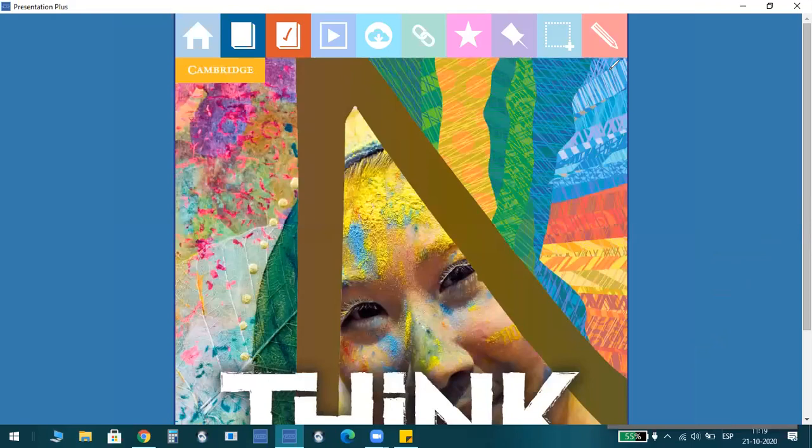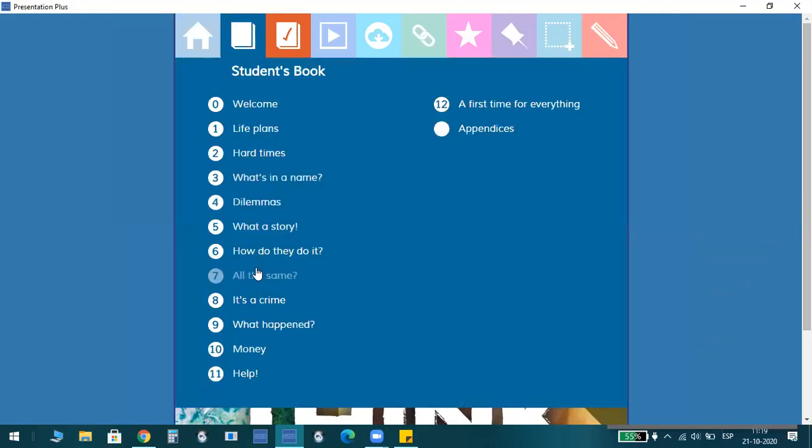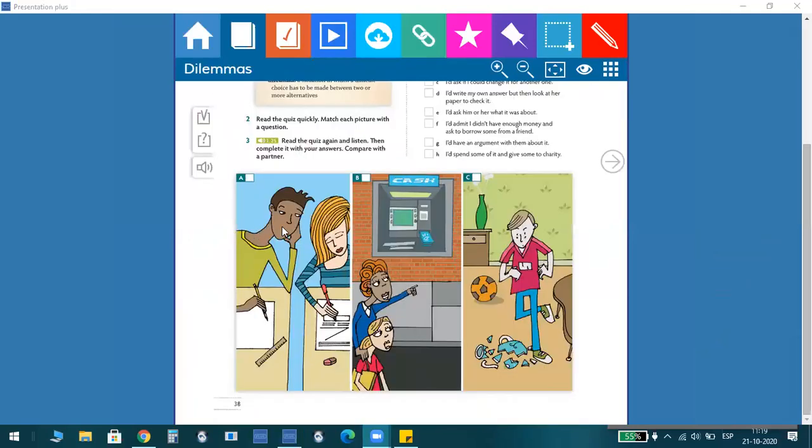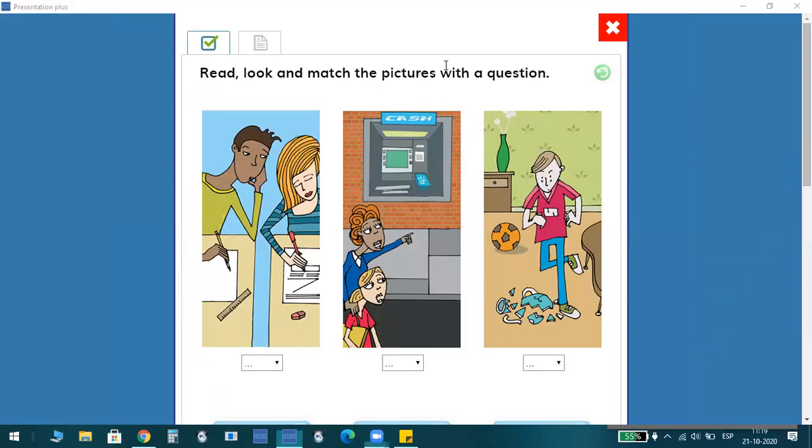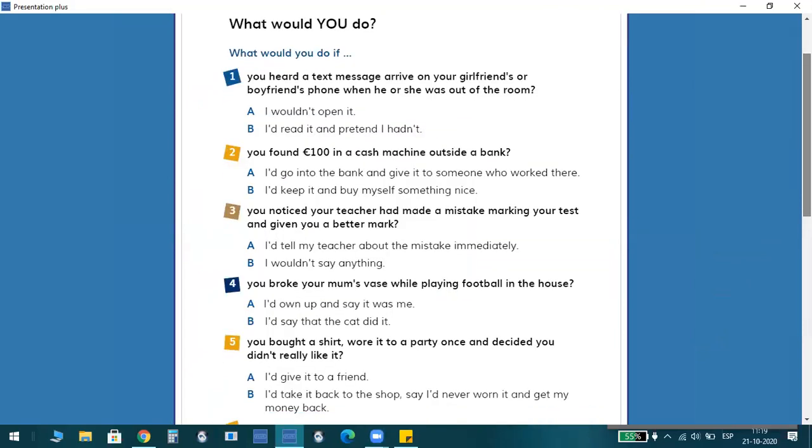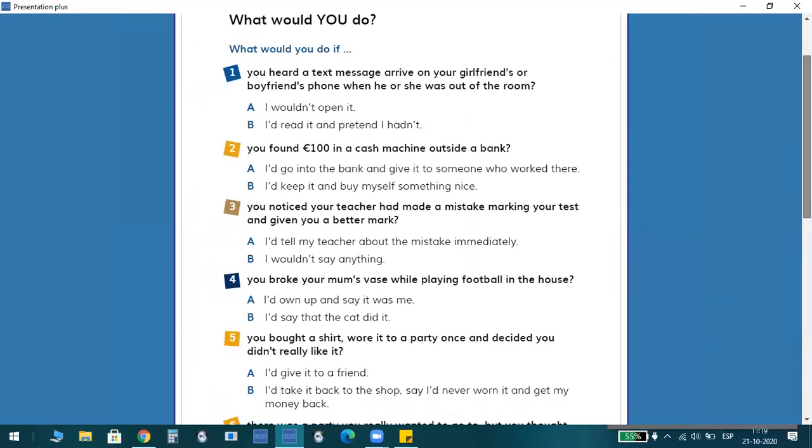So this picture probably will talk about something in the text. Let's have a look quickly. What we have is a short quiz, okay? We have the pictures, we're gonna read part of the quiz and then we're gonna match them. All right, here we go. What would you do in this case? What would you do if, because these are personal, okay?